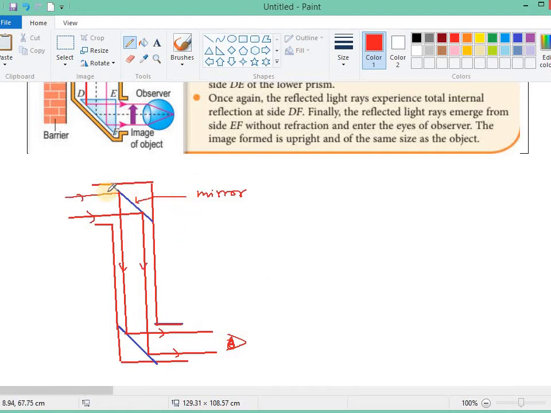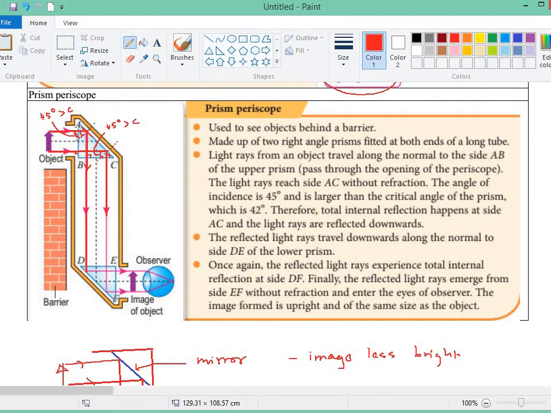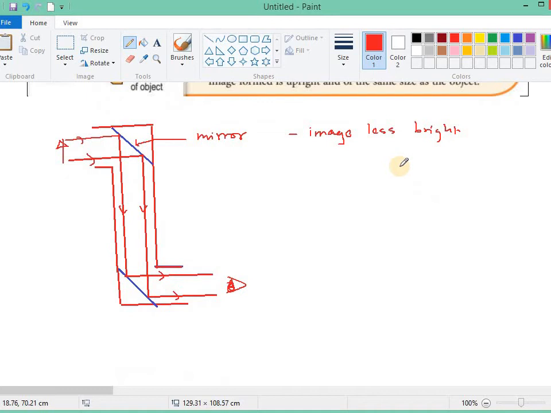Okay, this is the eye. So this is the object. So if we use a mirror, there are a few problems. Okay, first is the image is less bright. This is compared with the Prism Periscope. Okay, image less bright. Why is the image less bright? Because of the mirror. Okay, how the mirror works. The mirror is like this.